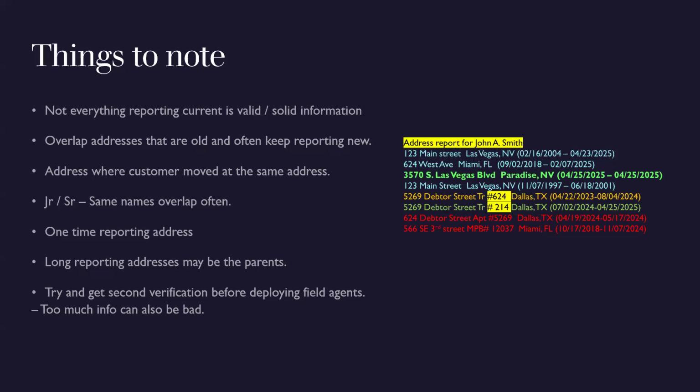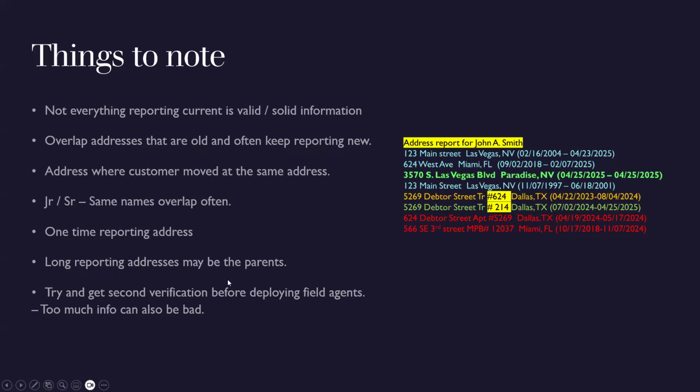A noteworthy thing is the one-time reporting address. If you see it in bright green right there on your screen, the 2570 South Las Vegas Boulevard, those are worth checking, because sometimes those are utility hits and it's a one-time check, or it's where an apartment complex did a quick credit inquiry. Usually we find that those are about 30% accurate as far as a good address. I'll take 30% on a skip any day.